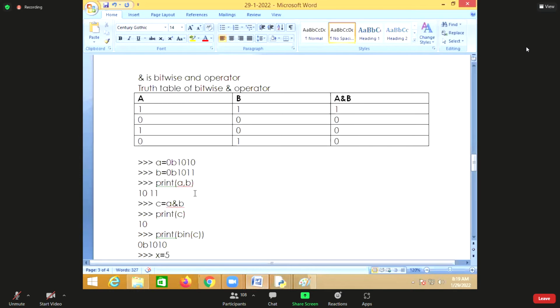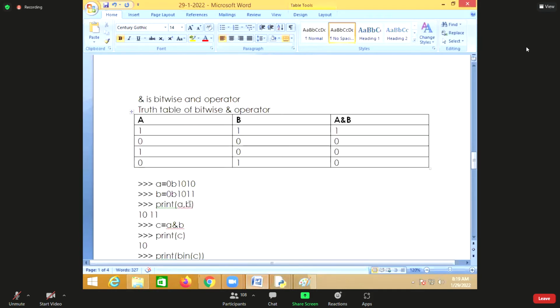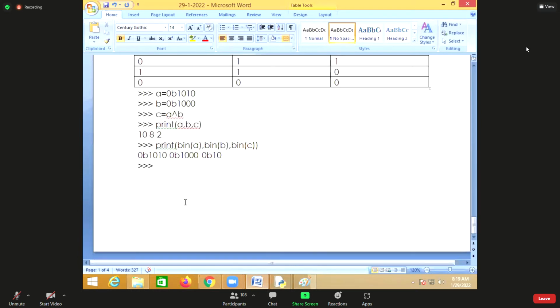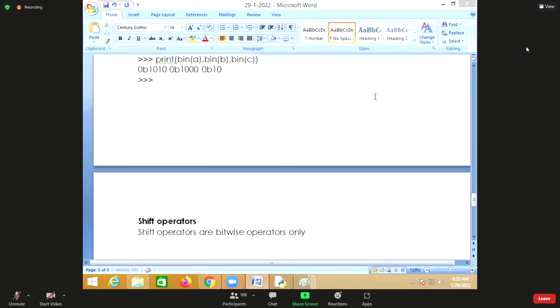And there are some more operators: there is a left shift operator and a right shift operator. Shift operators are binary bitwise operators only. Shift operators are bitwise operators only.